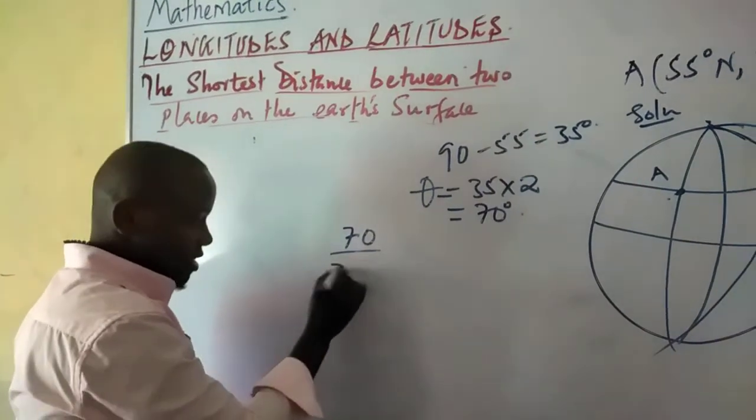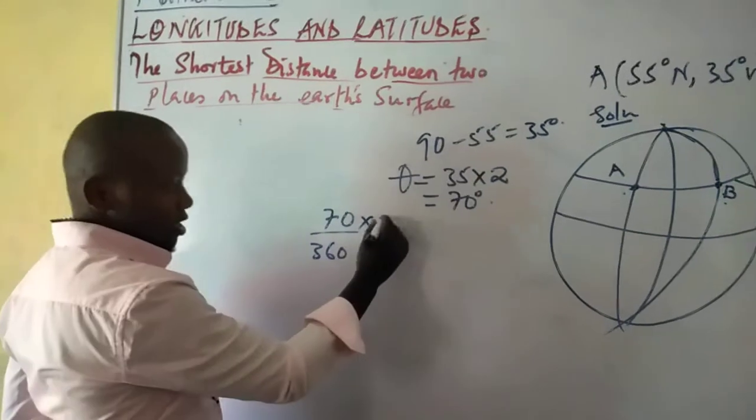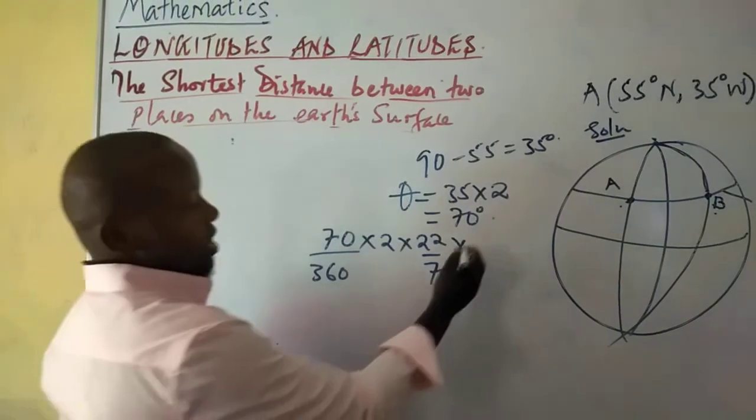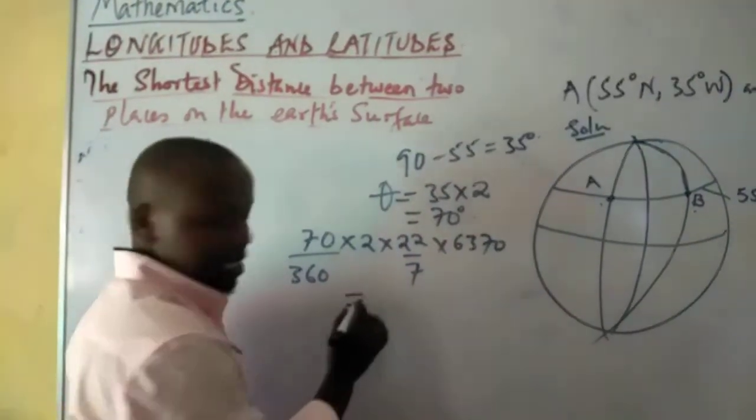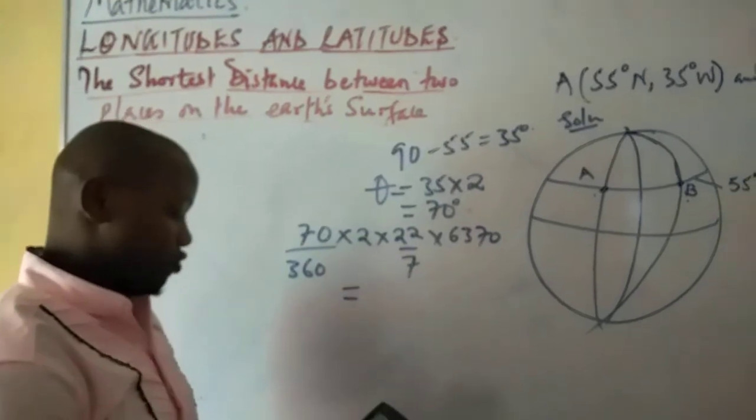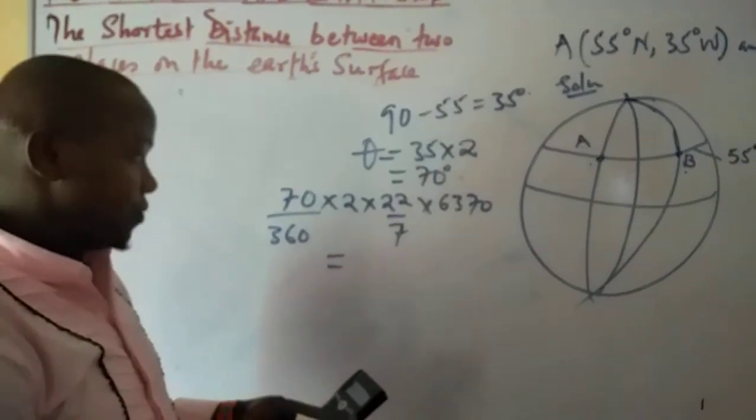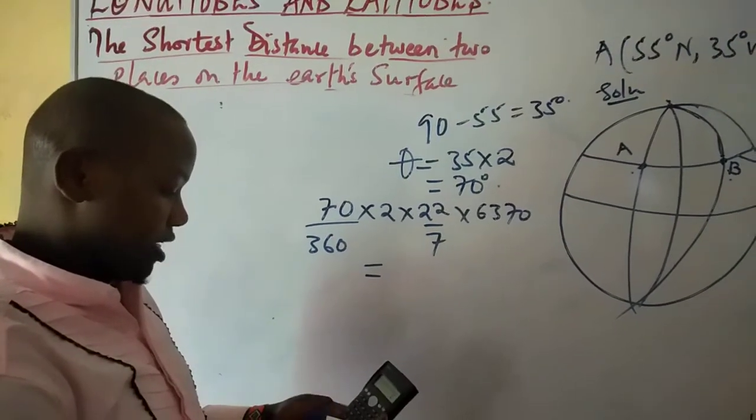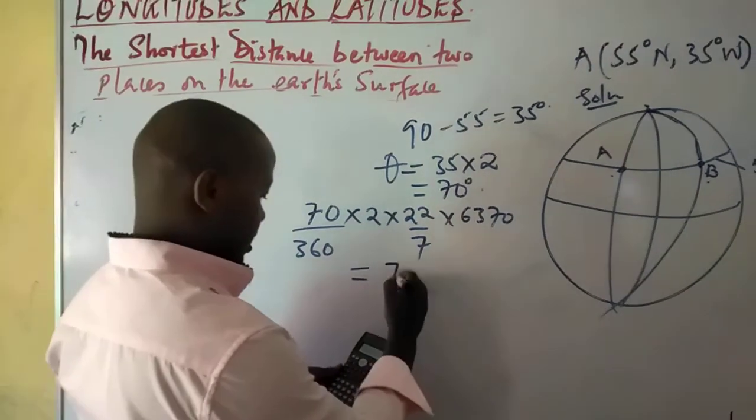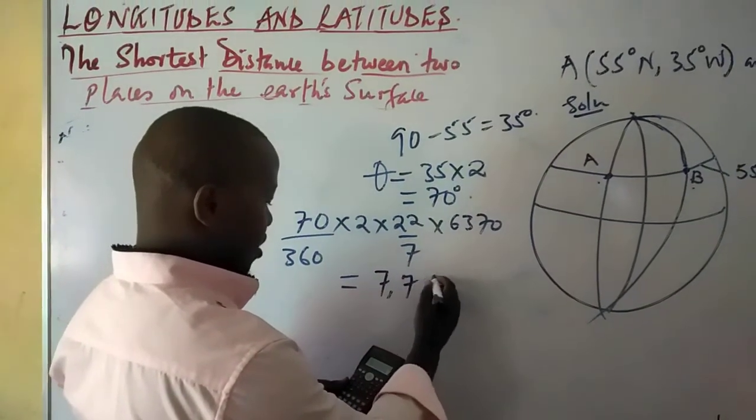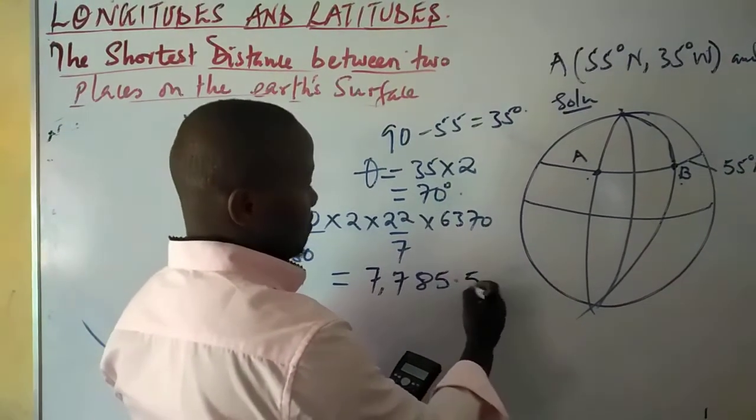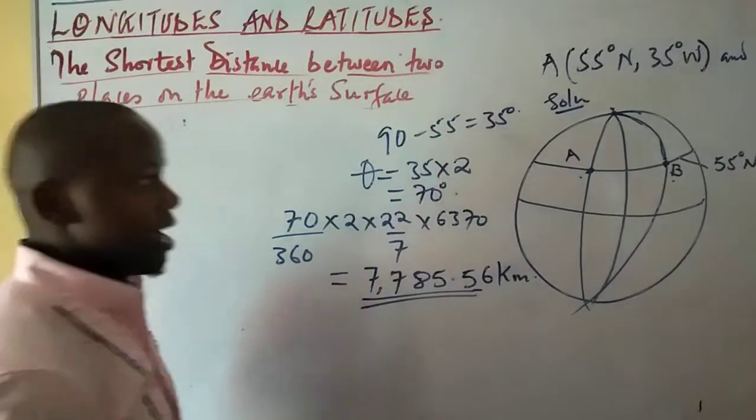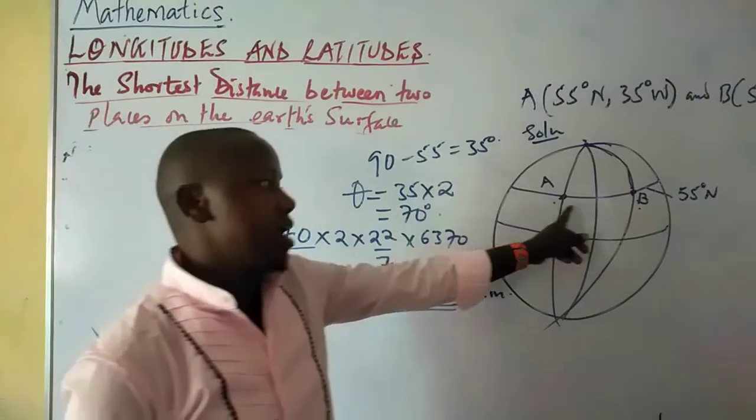Therefore, the shortest distance between A and B in kilometers will be, the angle beta, which is 70, divided by 360, multiplied by 2 pi times the radius of the earth, which is 6370 kilometers. When we compute this very fast, we'll have 70 by 2 by 22 times 6370 divided by 360 by 7. This gives us 7,785.56 kilometers. So this is the shortest distance possible between A and B.